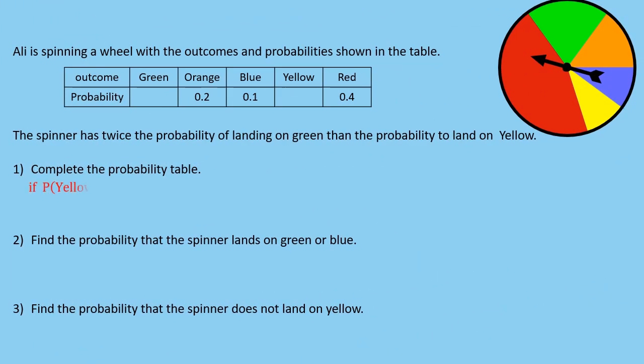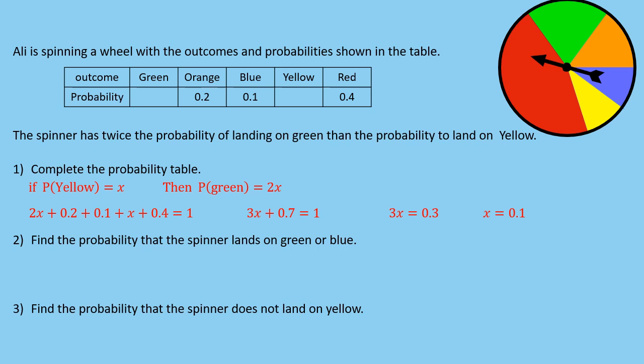Let us assume the probability of the yellow outcome is x. Based on the information given, the probability of the green outcome will be equal to 2x. Since the sum of the probabilities of all outcomes in an experiment is 1, we can set up an equation: 2x + 0.2 + 0.1 + x + 0.4 equals 1. Simplifying this equation, we get 3x + 0.7 equals 1. Solving for x, we get x equals 0.1.